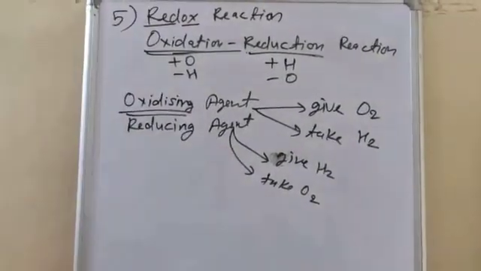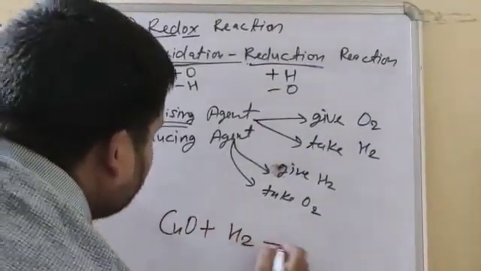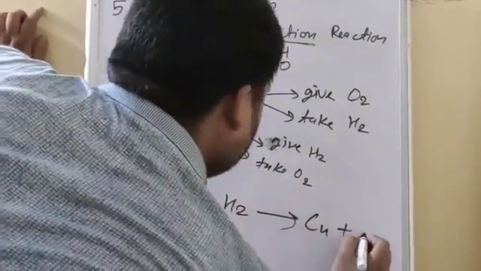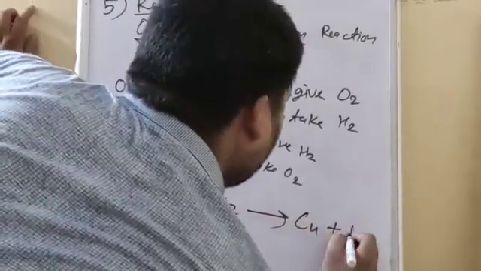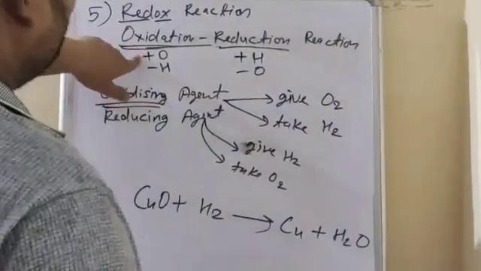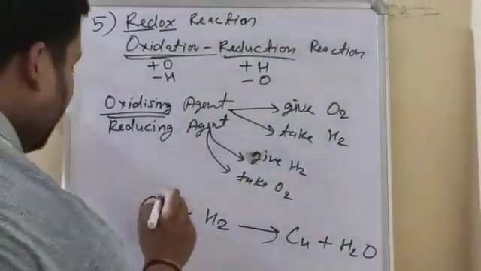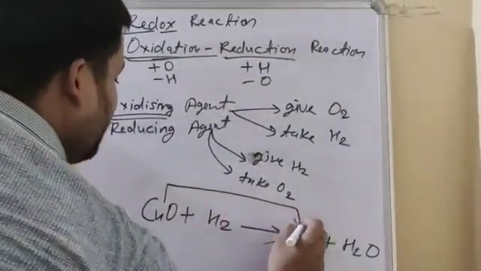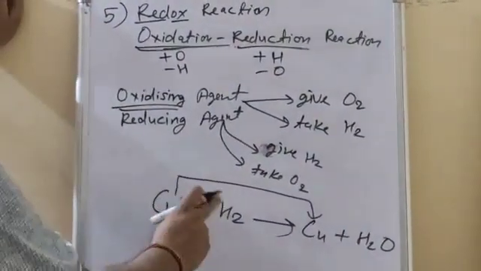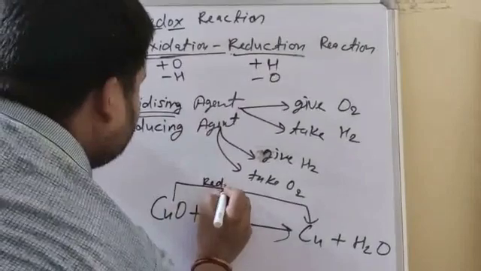Now see the same example. Copper oxide reacts with hydrogen to form copper plus water. All four things I will explain by this example: oxidation, reduction, oxidizing agent and reducing agent, one by one. Here copper oxide changes into copper, so removal of oxygen is a reduction reaction.